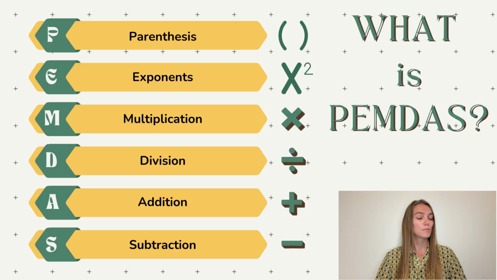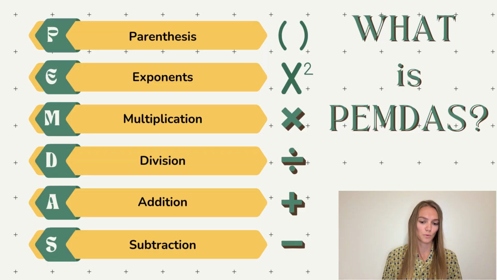PEMDAS stands for parentheses, exponents, multiplication, division, addition, and subtraction. So, when I am carrying out a multi-step problem, I start first with anything inside parentheses. Then, I have to carry out the exponents. Followed by this are multiplication and division, and these go together from left to right. Then I do addition and subtraction, likewise together from left to right. It's important to remember that multiplication and division are on the same level, and addition and subtraction are as well.